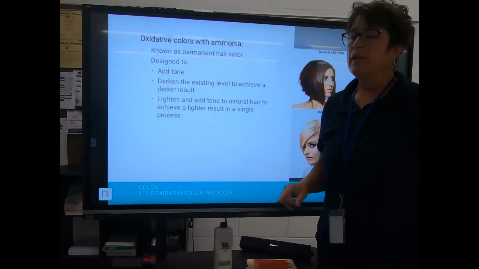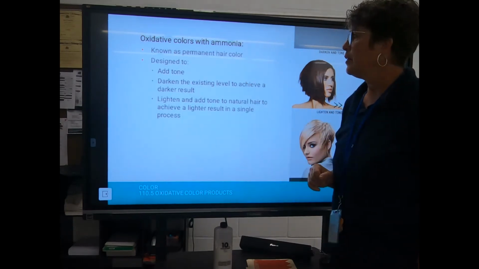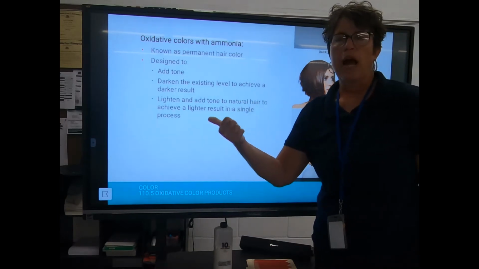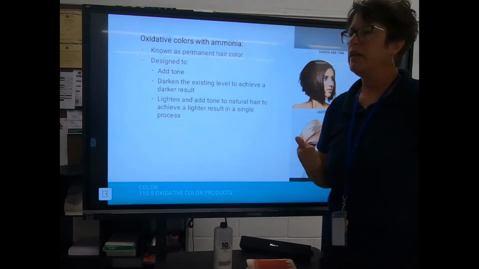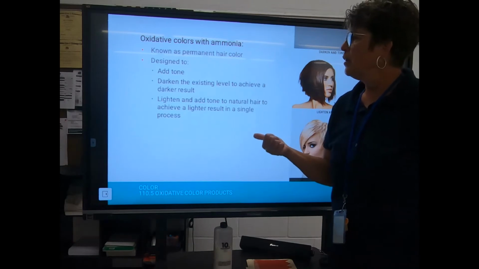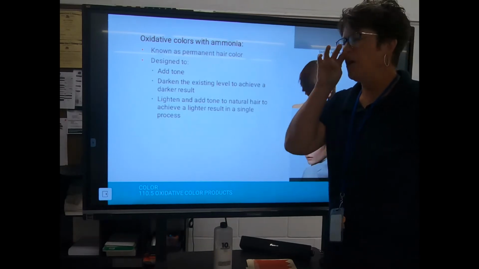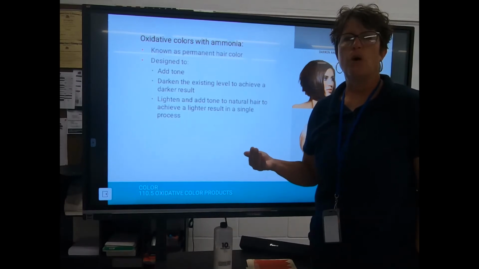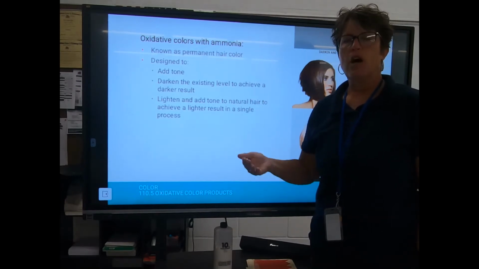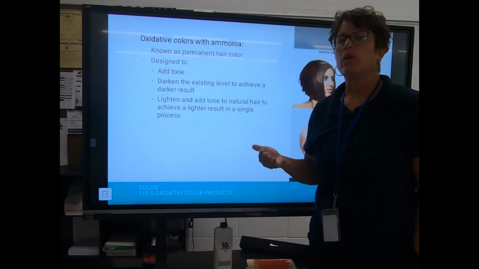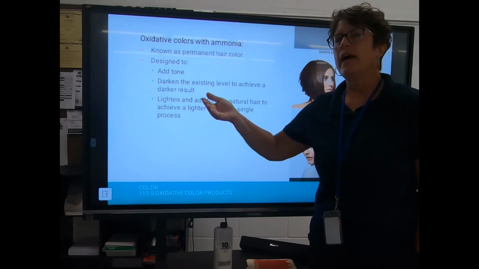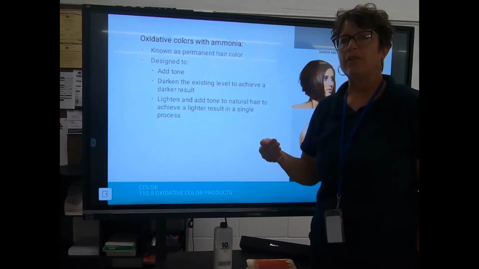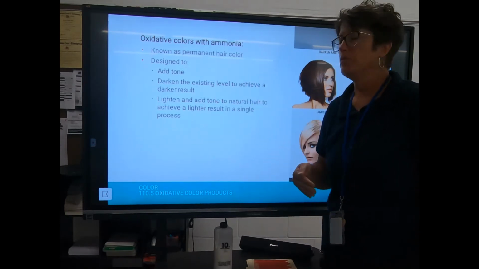Okay, with ammonia, now you're talking about permanent hair color. It can add tone. You could be more ashy, you could be more red. You can darken or you can lighten and add tone. Now there are some limits to what color can do all by itself. So I'm going to be talking about that as we go through the developer. How far can I lighten someone's hair only using tint, and then when do I need to get out the lightener? Okay?